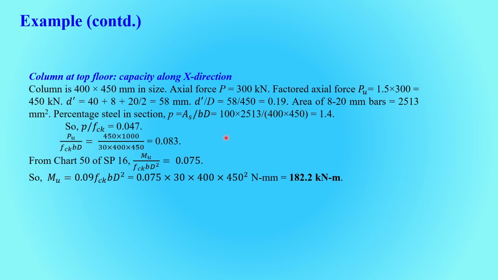We take the help of SP16, the Indian publication. We find out the amount of steel percentage and find this ratio p by fck. fck was 30 megapascal, and find out this Pu by fck b D, which is 0.083 by calculation. From chart 50 by SP16, Mu by fck b D square is this 0.075, and so Mu is this.